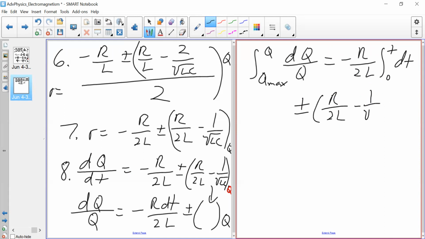1 over square root of LC, 0 to T dt. And you see where this is going, right, guys? We've done this before.